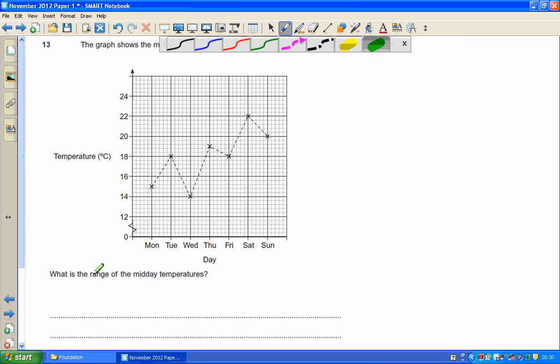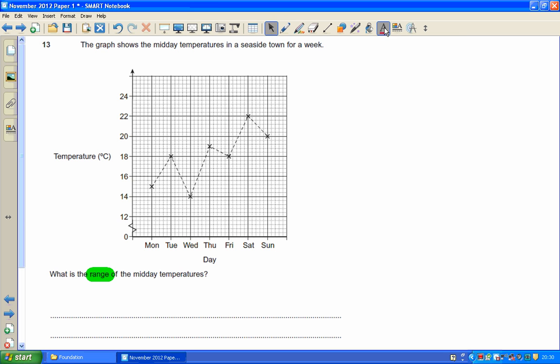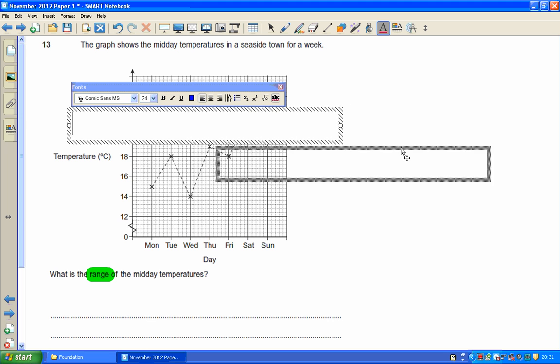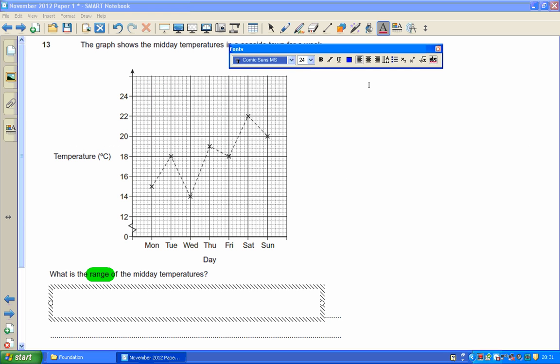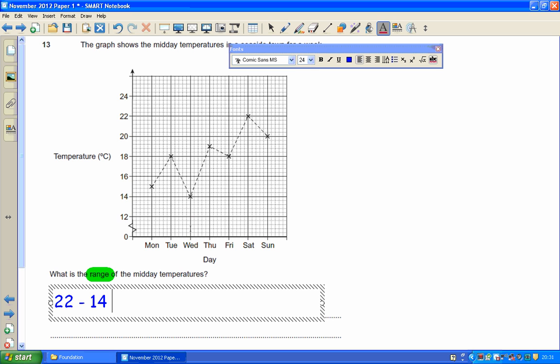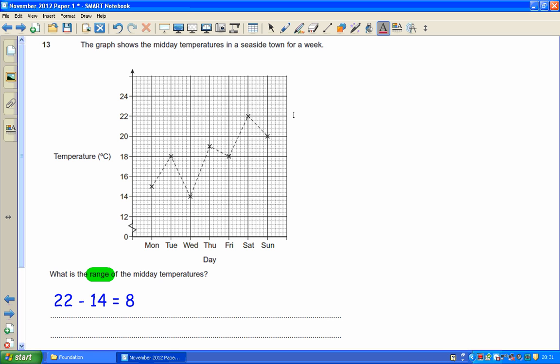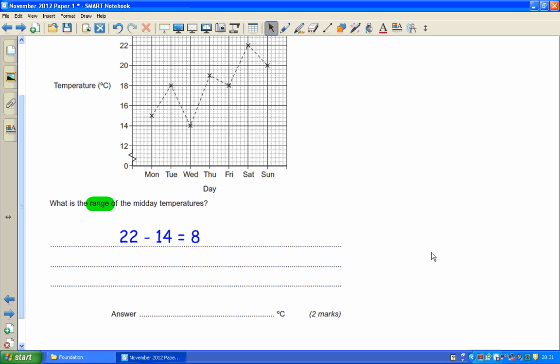Okay, so range of the midday temperatures. Well, range is the highest temperature, take away the lowest temperature. So the highest temperature comes on the Saturday, which is 22 degrees. And then we're going to take away the lowest temperature, which is on Wednesday, which is 14. So 22 take away 14, which is 8 degrees Celsius for the range. So the answer to that one is 8.